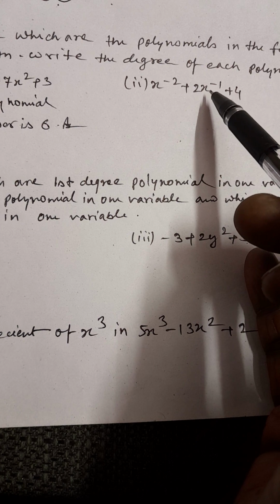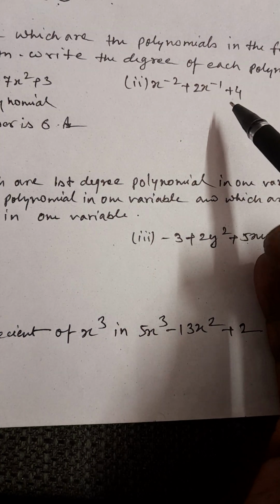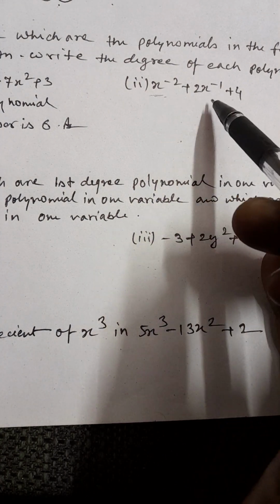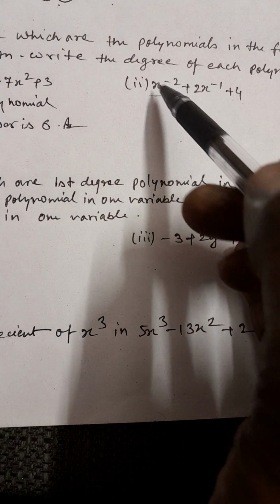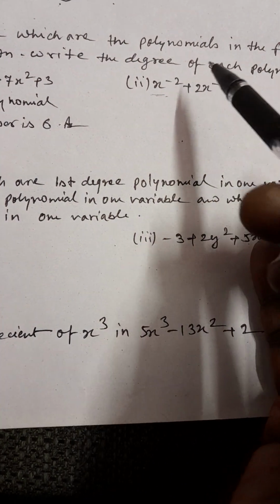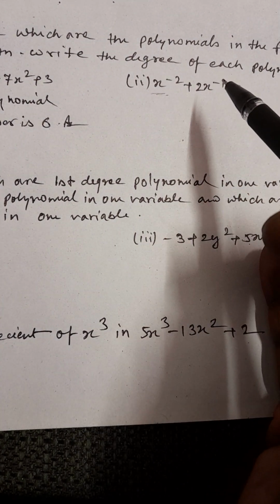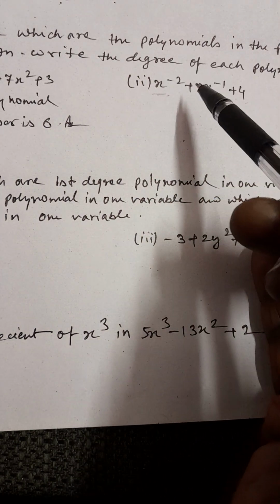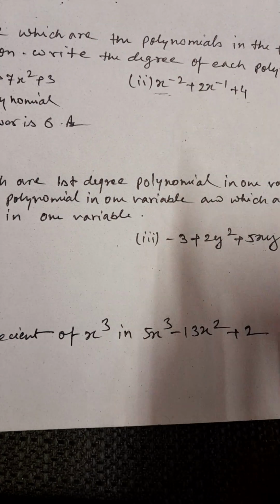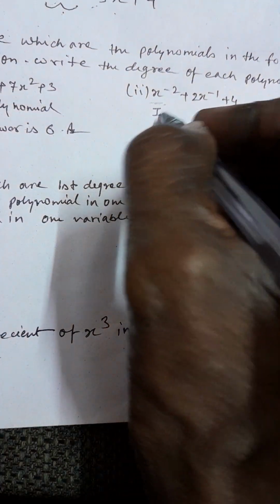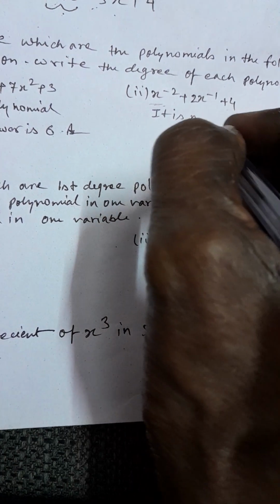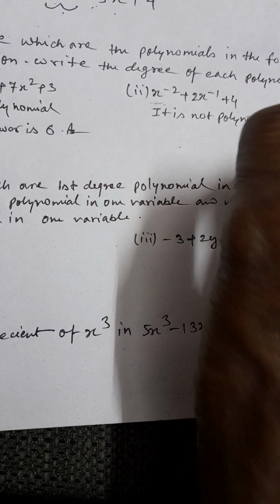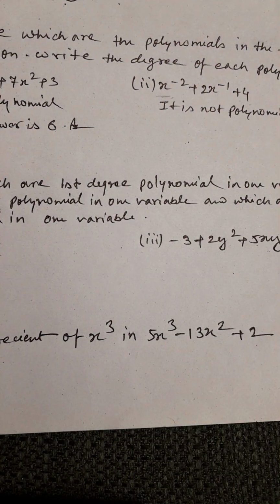In the same way, the second question is x to the power minus 2, plus 2 x to the power minus 1, plus 4. So you can see that it is also in different terms. This is first term, second term, third term, but the powers are negative. I told you the power should be a positive integer, not negative. If any power is a negative integer, it will not be taken as a polynomial. So it is not a polynomial.